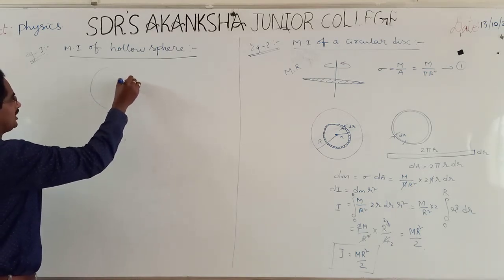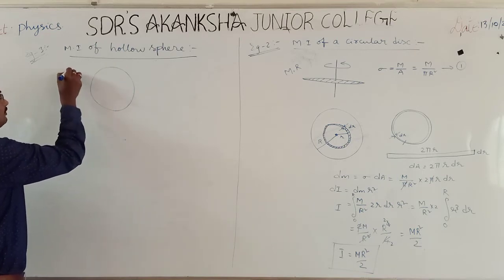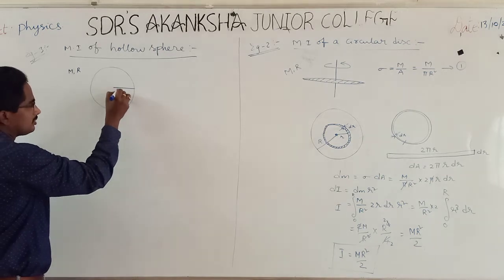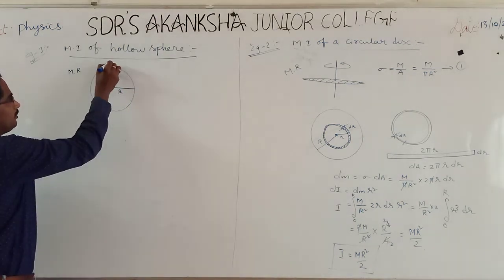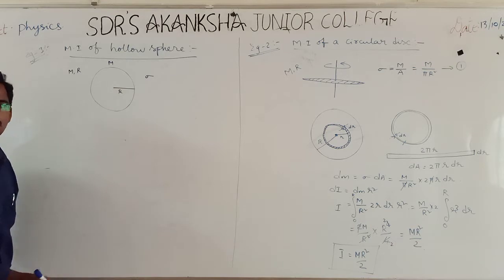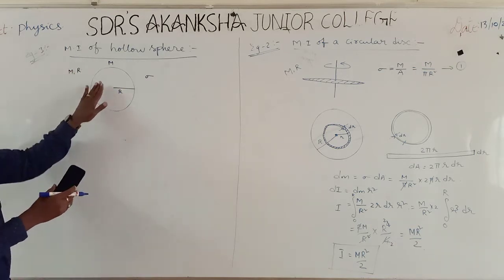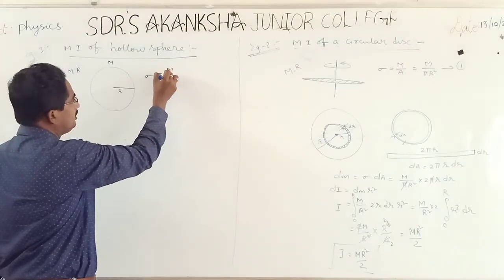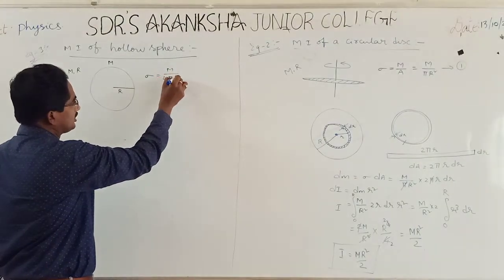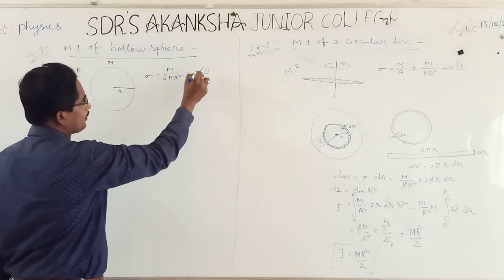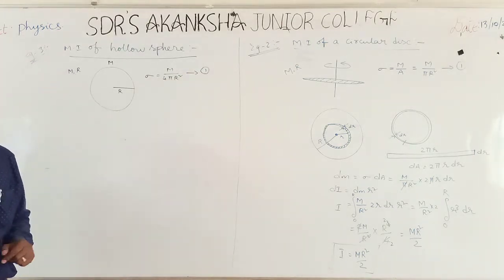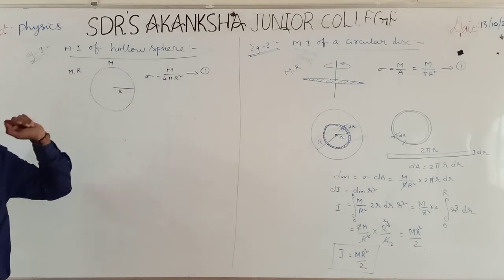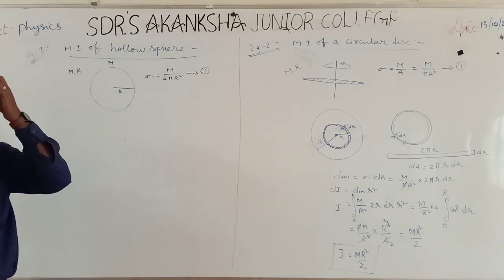What is the derivation of the moment of inertia? It is a hollow sphere of mass m and radius r. If it is having a radius r and mass m, what is the sigma value for this? Why? Because it is a hollow one, no material is present inside of this. Then sigma value what we have? M by 4 pi r square. That means mass per unit surface area. What is the area of the sphere? 4 pi r square. By that we get that sigma value like that.